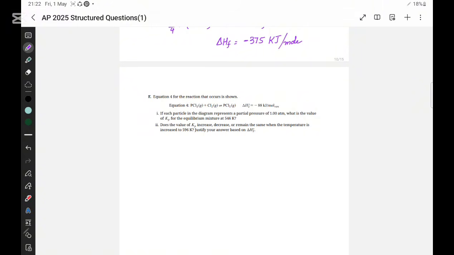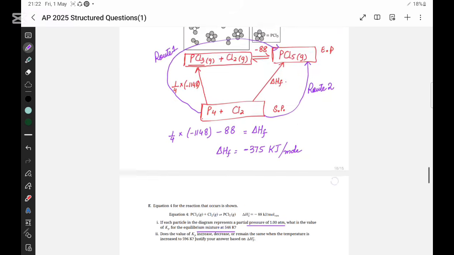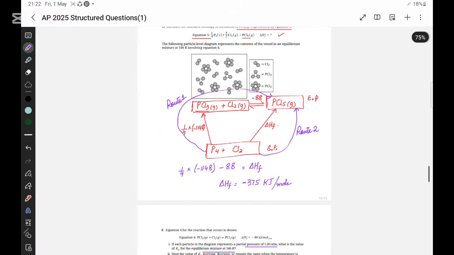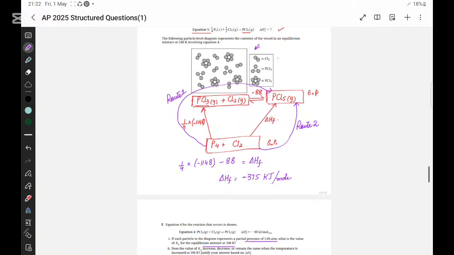So for the next question, equation 4 for the reaction that occurs is shown. Equation 4, PCl3 gas plus Cl2 is forming PCl5. And they are saying we have to find out the value of Kp for the mixture and partial pressure is of 1 atm. We have this diagram here in which how many chlorine particles are there. They are 1, 2, 3, 4, 5, 6, and for PCl3 they are 1, 2 only, and for PCl5 they are 1, 2, 3, 4.